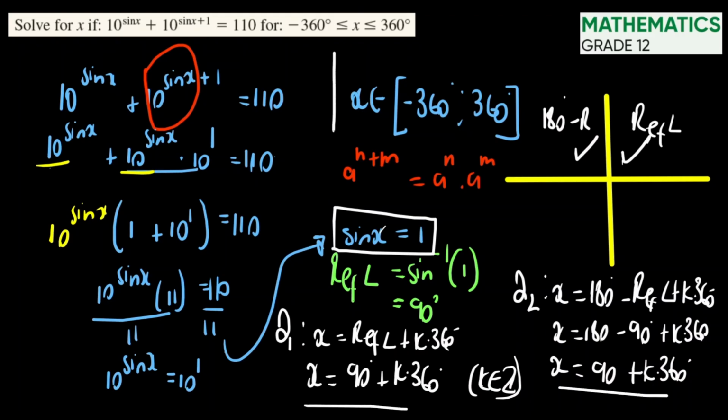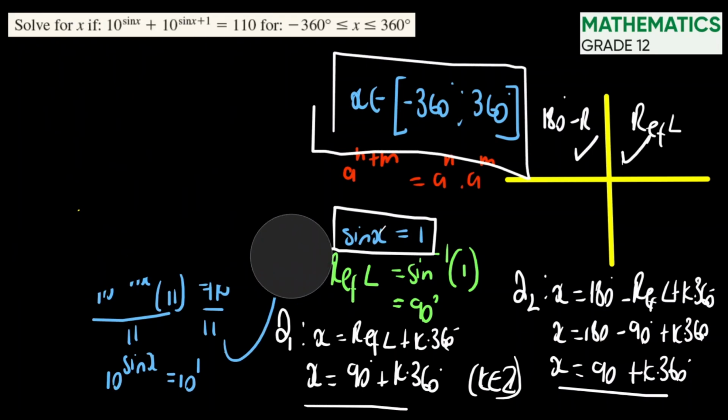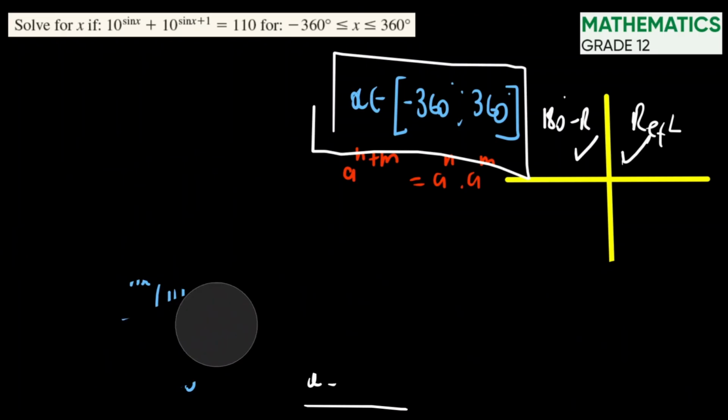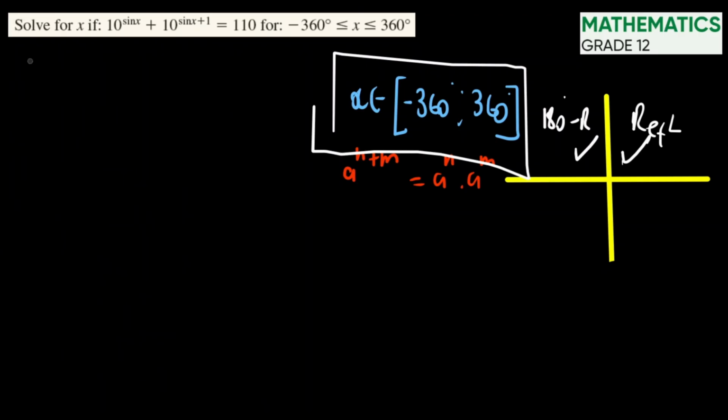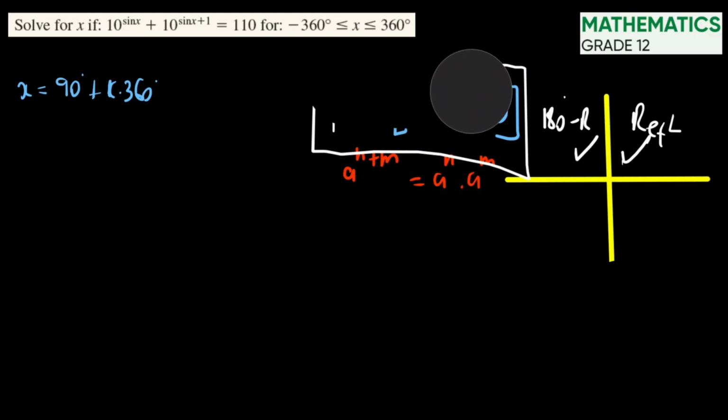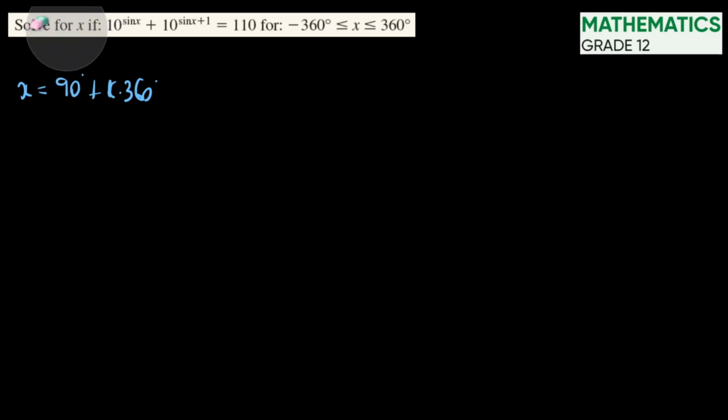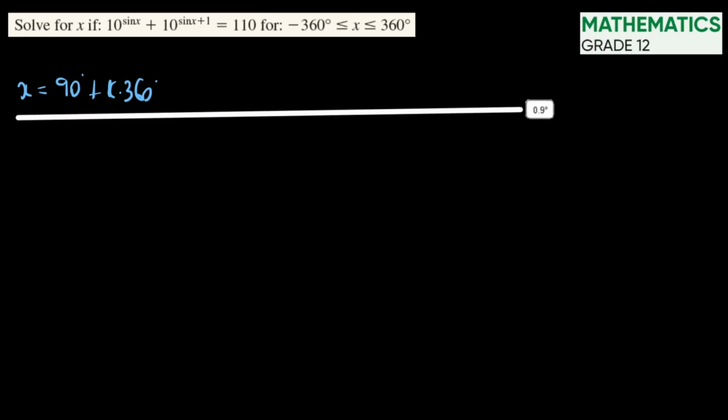But remember, we said we need to find x values that lie in that interval. So how do we go about that? It's a very simple process. We know that our solution is x equal to 90 degrees plus k times 360 degrees. What we do is simply construct a very basic and simple table. This table will allow us to find all those values. So let's quickly construct this table, where we're going to substitute our values.